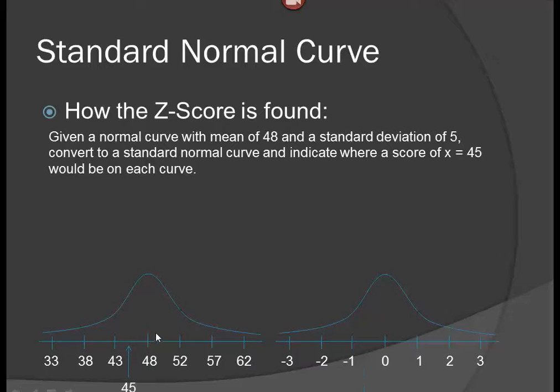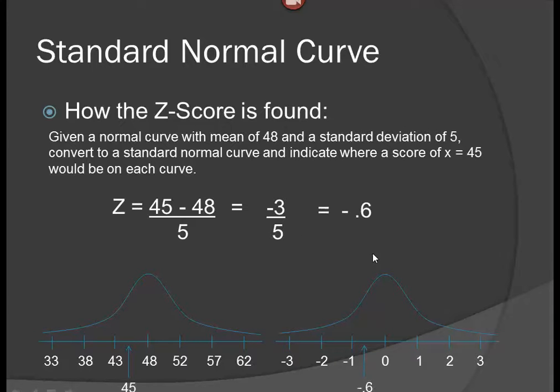So we know on the standard normal curve, it should fall also somewhere between 0 and -1. We can find out exactly where it is by plugging it in for x, subtracting the mean, and dividing by the standard deviation. This gives us negative 3/5, which translates into about negative 0.6, or 6/10.